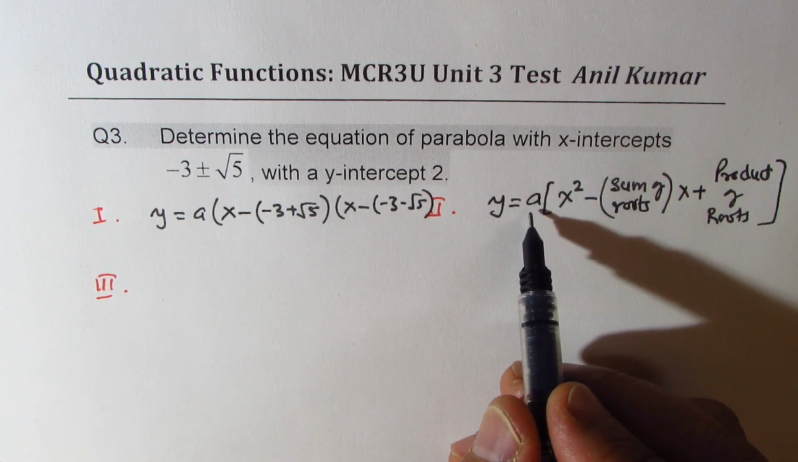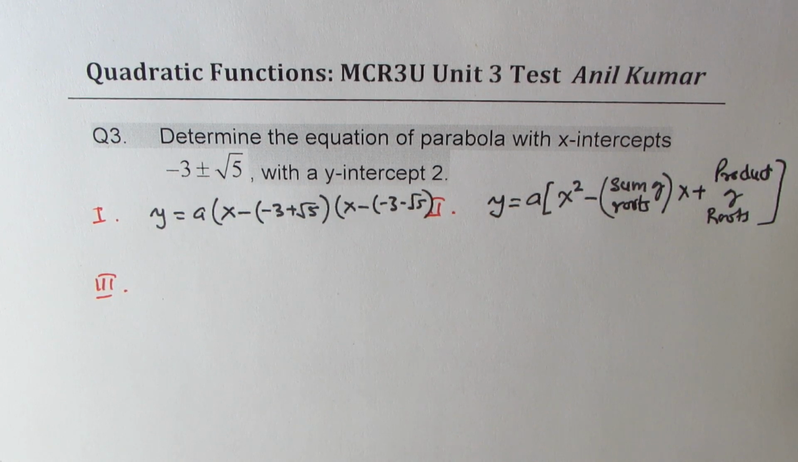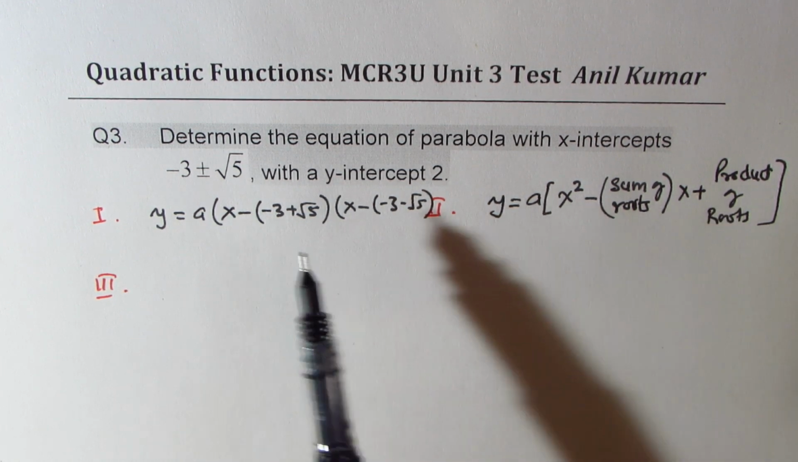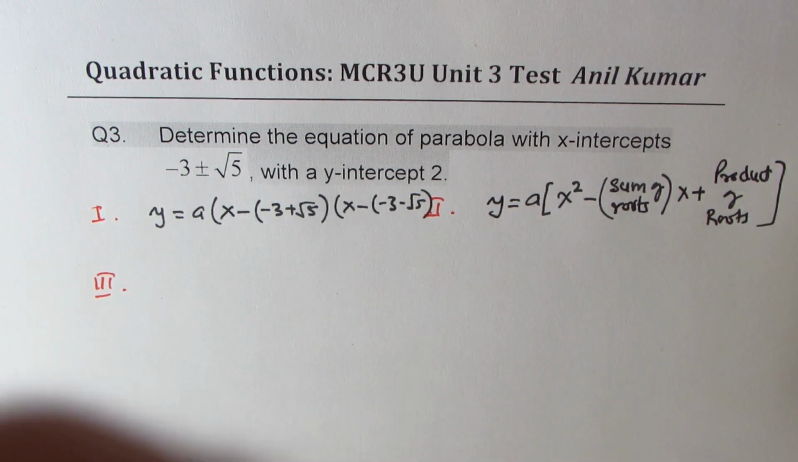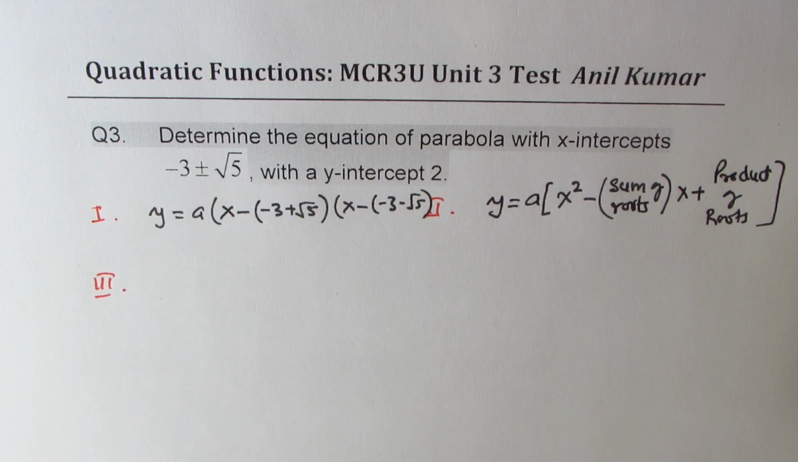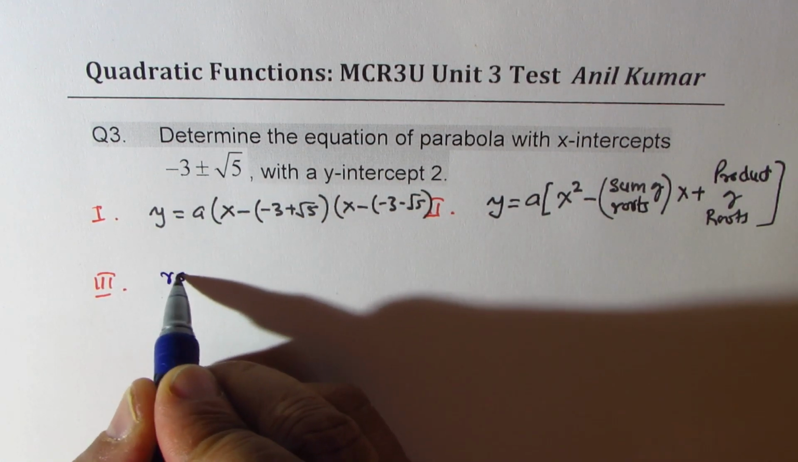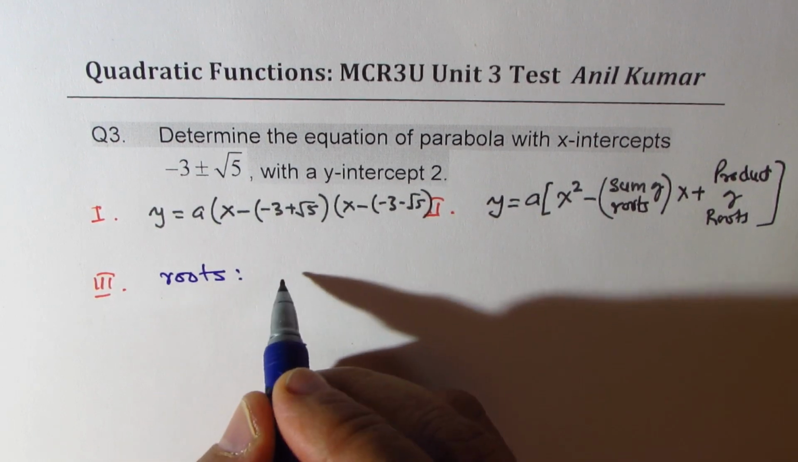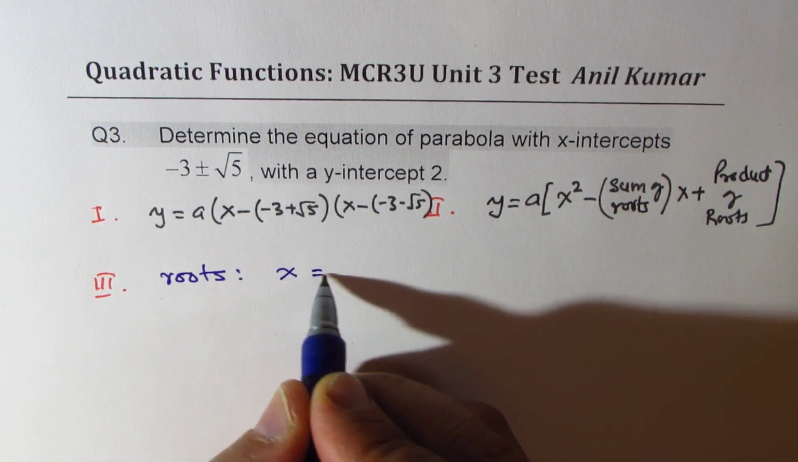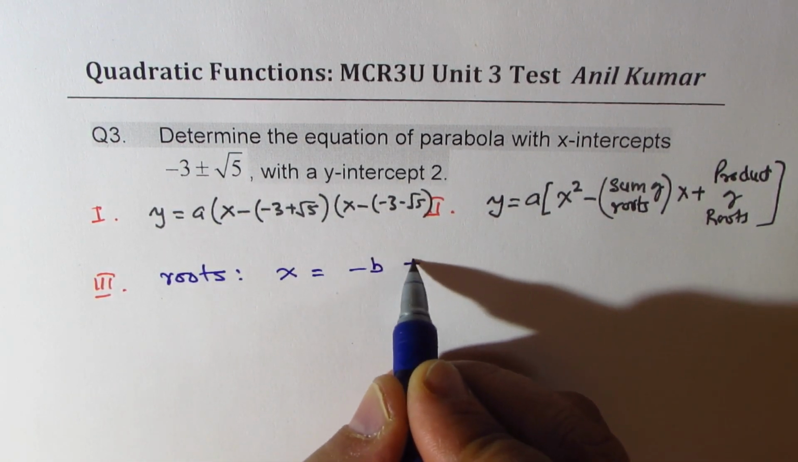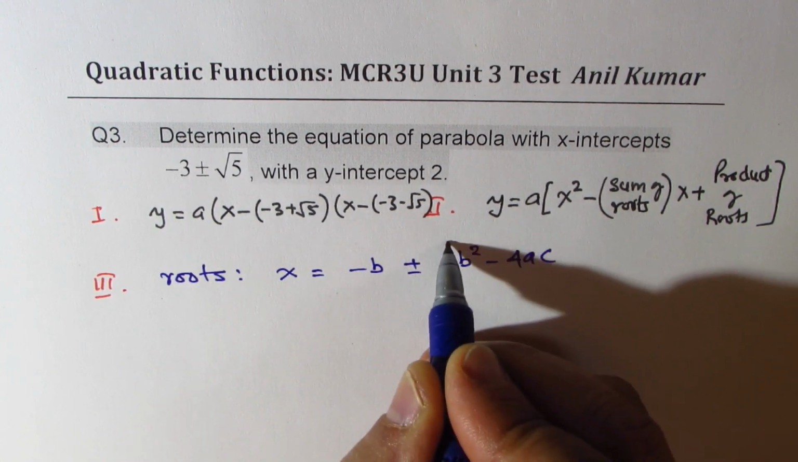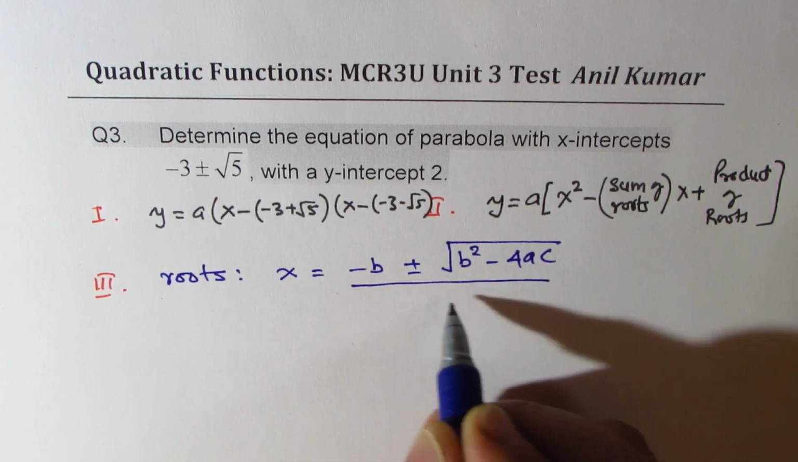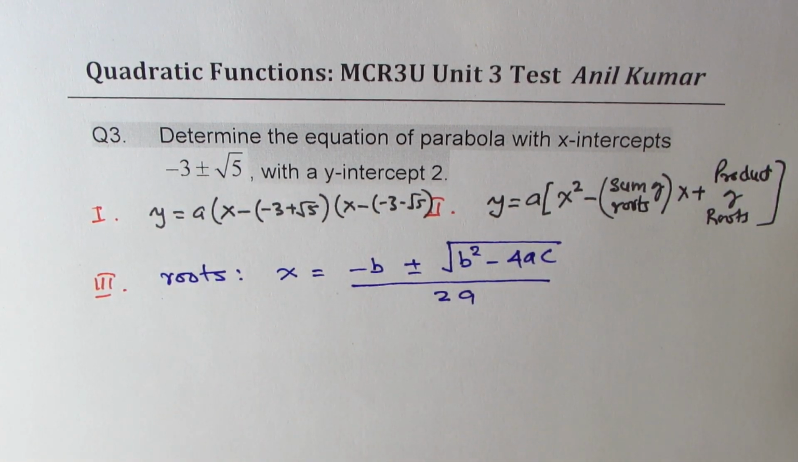To find the value of a, you can use the y-intercept. So this is even better than the first method. But I'll show you the third method, which is very interesting and useful. So what we do basically to quickly get the answer is that we know the roots of the equation, right? Roots of the equation are x equals minus b plus minus square root of b squared minus 4ac over 2a. These are the roots of the equation, right?